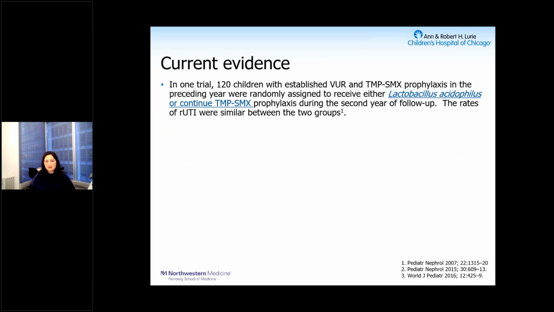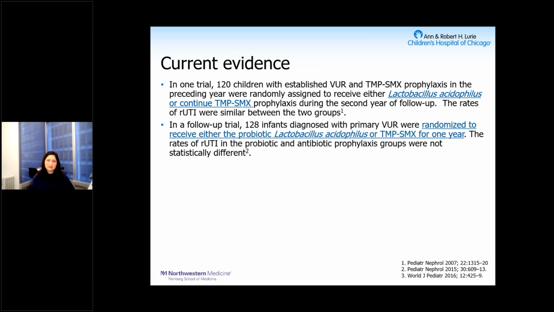There are a number of studies, but these are the couple that I wanted to mention. One study looked at 120 children, comparing lactobacillus or trimethoprim, and showed that the rates of recurrent UTI were similar in the two groups. In a follow-up trial, 128 infants diagnosed with primary VUR, so this was low-grade VUR, not grade 4 and 5, were randomized to receive either the probiotic lactobacillus or trimethoprim. Again, the rates of recurrent UTI in the probiotic and antibiotic prophylaxis groups were not statistically different.